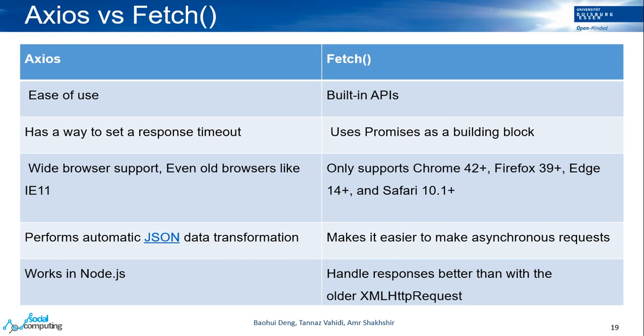Axios automatically stringifies the data when sending requests and performs automatic JSON data transformations. Fetch makes it easier to make async requests. Last but not least, Axios works in Node.js, and because the data which we want to send with React are JSON types, we have decided to use Axios in this project.